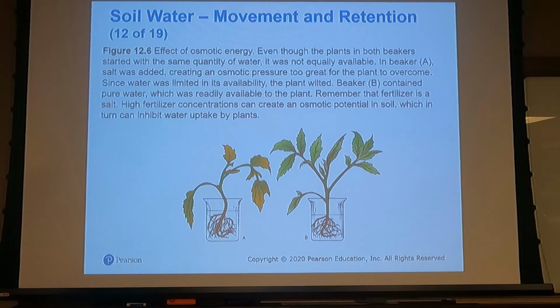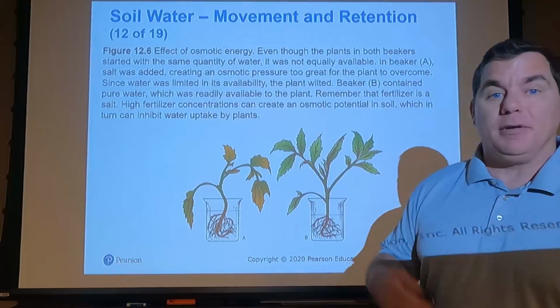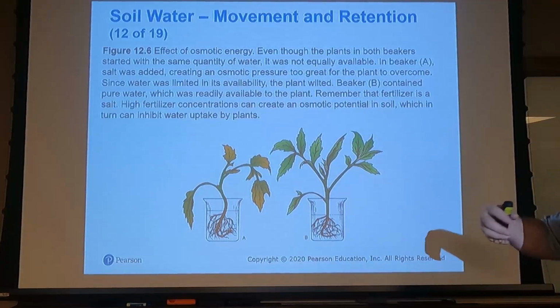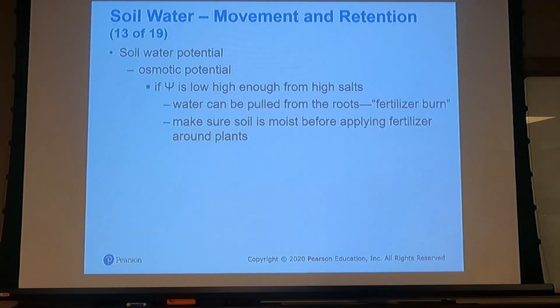So here this is showing in beaker A, they had the salt, and you can start to see that it's wilting, and it has a little bit of discoloration. Whereas if we put this in beaker B, which has pure water, then that plant seems to grow just fine. And it's because of those high fertilizer concentrations that's going to inhibit that water uptake by the plant. So there may be water there, but the plant can't take it up because the fertilizer has kind of commandeered that and needs that in order to keep that equilibrium and balance.